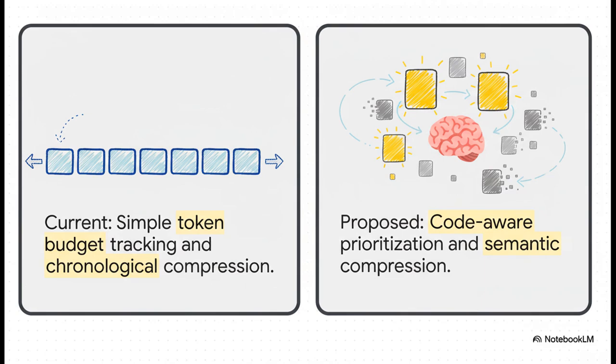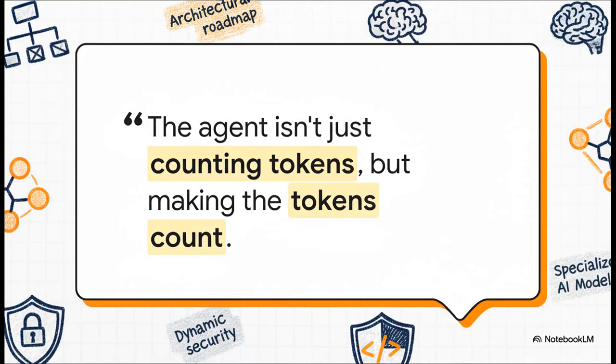The big idea is to shift from treating the context like a simple chat log to treating it like a smart, prioritized history of the code itself. Think about it. Instead of just blindly chopping off the oldest messages to save tokens, the agent could actually understand that a critical function definition from, say, 10 prompts ago is way more important to remember than a minor variable rename you just did.